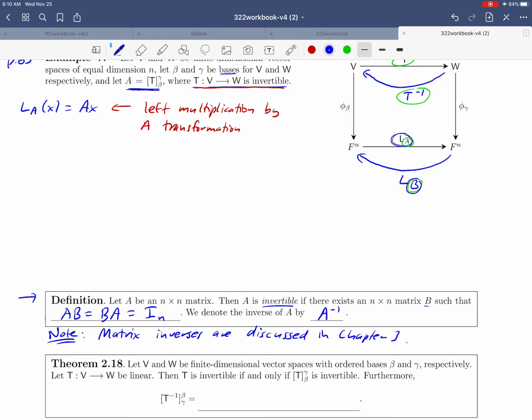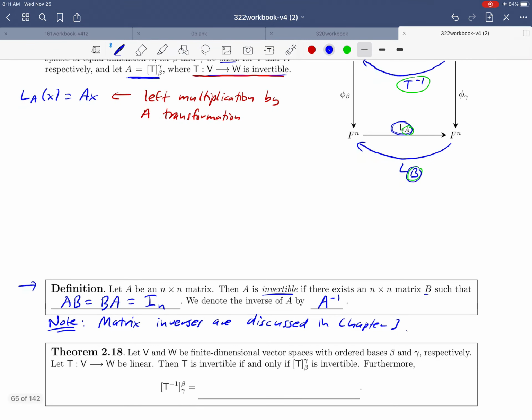And then there's one theorem that I'll mention just to round out this discussion. This is a theorem that we'll use a lot once we get into chapter 3. We're just going to state it here. So let's read it together. Let V and W be finite dimensional vector spaces with ordered bases beta and gamma respectively, and let T going from V to W be linear, and here's what the theorem says.